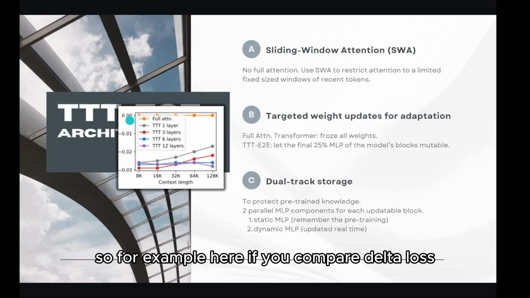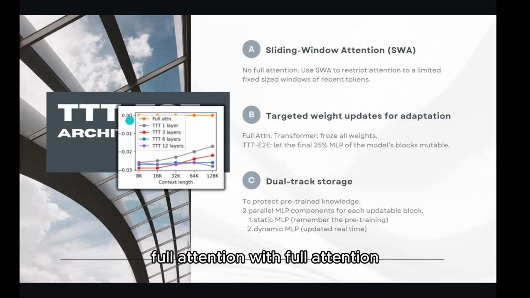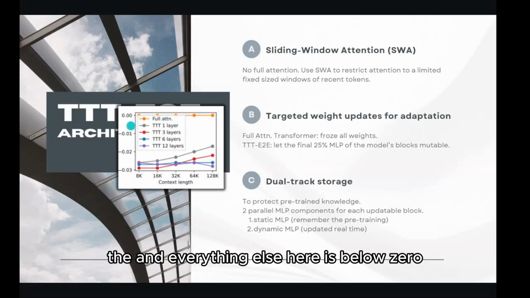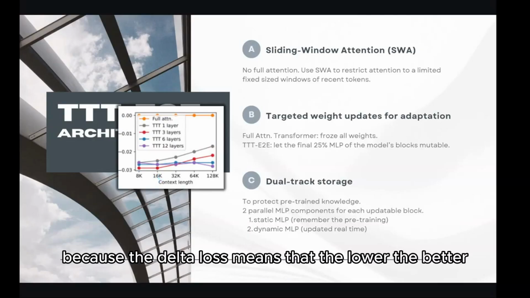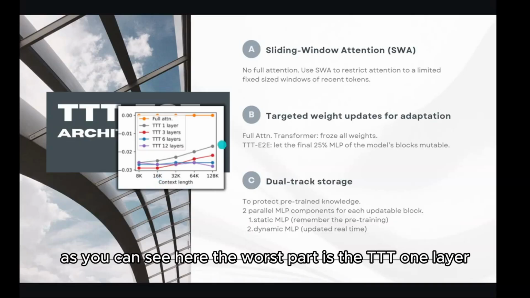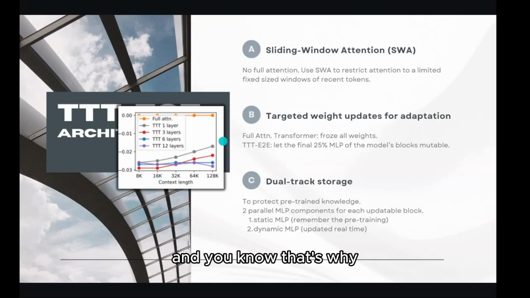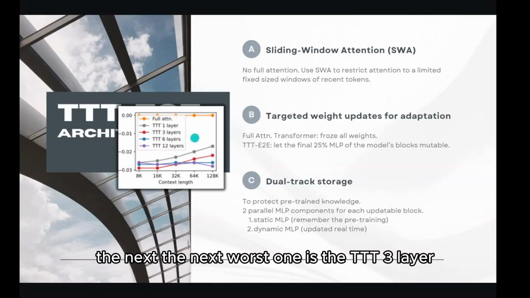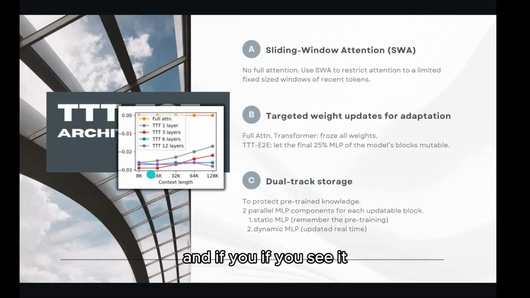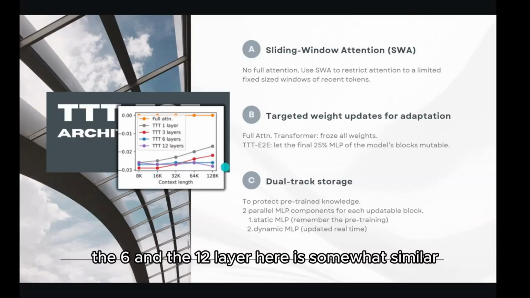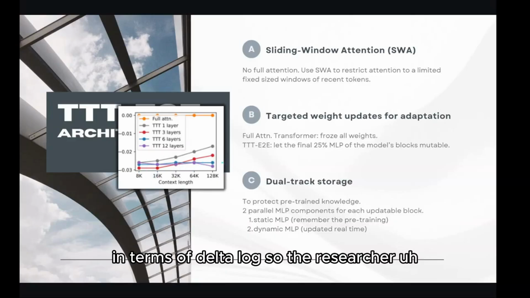So for example, here, if you compare delta loss of full attention with full attention, you get 0. And 0 is basically the gold standard here. And everything else here is below 0. And below 0 is actually better because with delta loss, the lower, the better. As you can see here, the worst part is the TTT 1 layer. And that's why the next worst one is the TTT 3 layer. And if you see it, the 6th and the 12th layer here are somewhat similar in terms of delta loss.